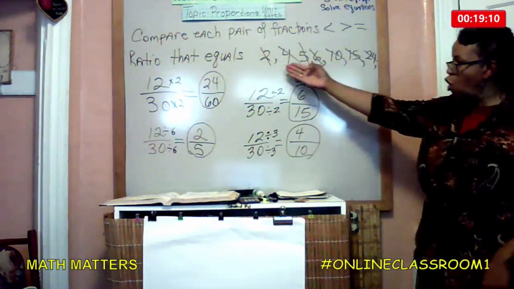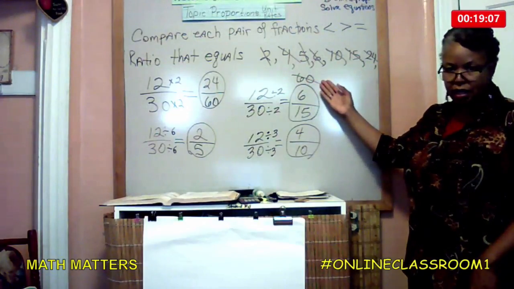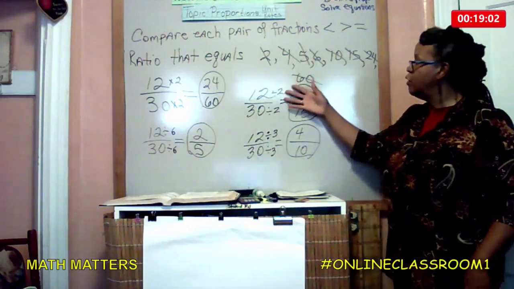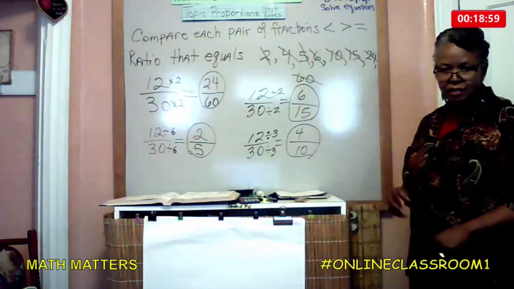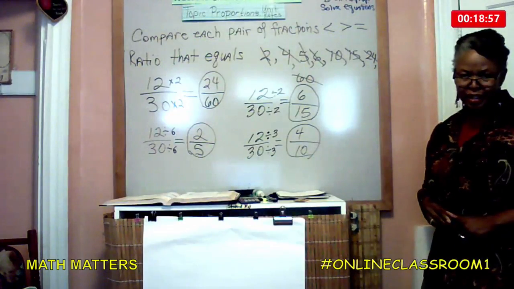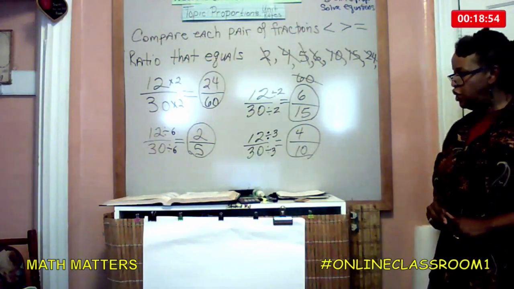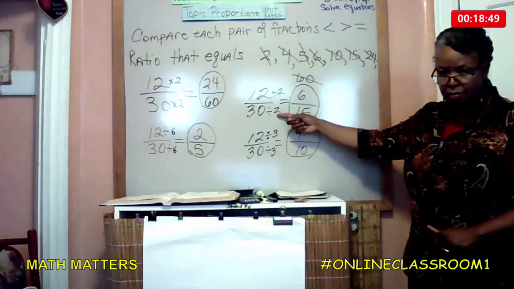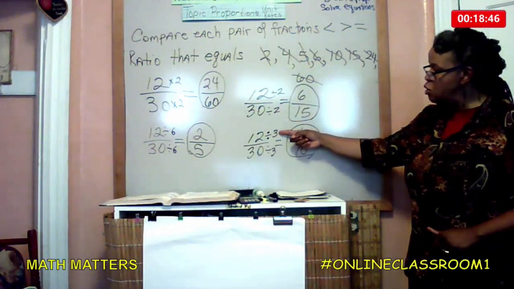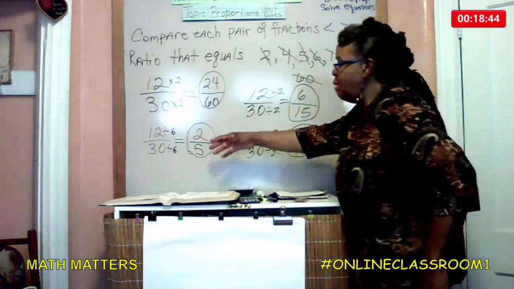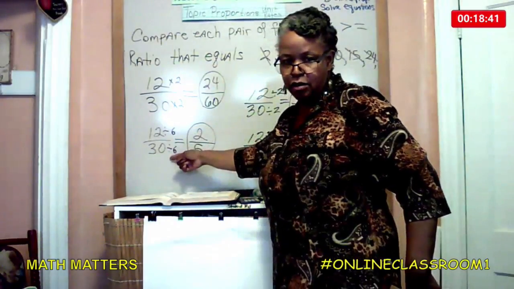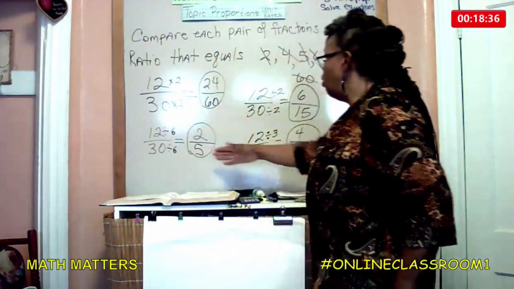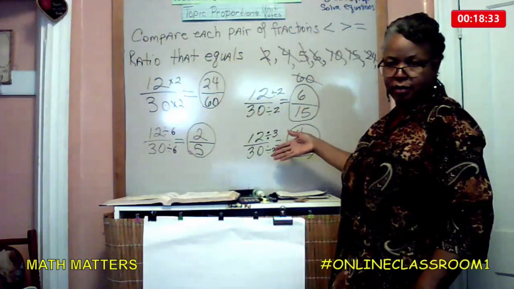All right, so I've used all of the numbers in my number bank to create equivalent ratios with 12 out of 30. Does that make sense? That is so cool. Creating equal ratios by performing the same operation in your numerator and your denominator. Same operation, numerator and denominator, whether you're multiplying or dividing. Okay?